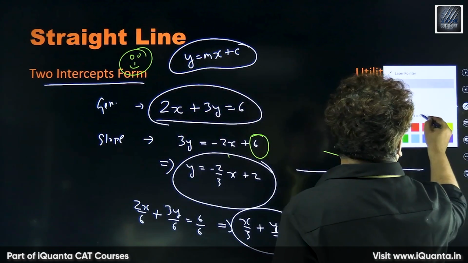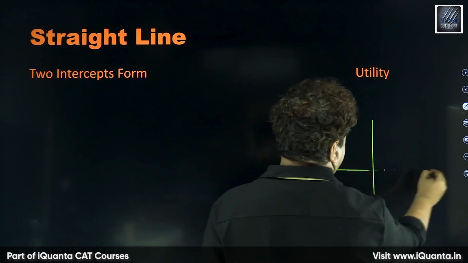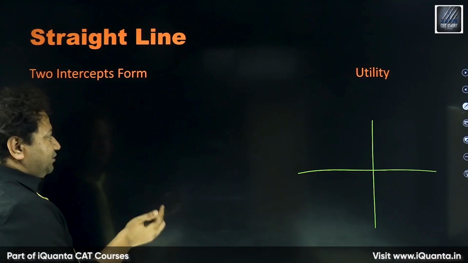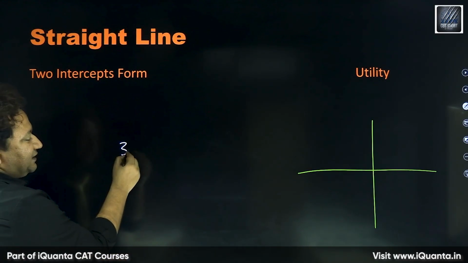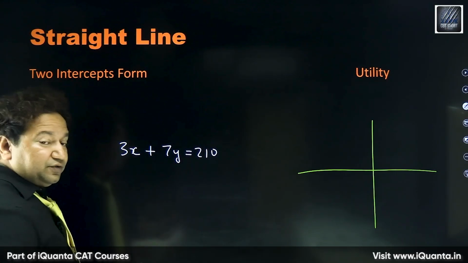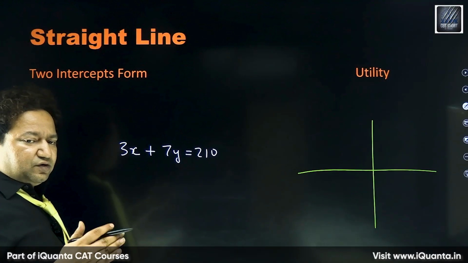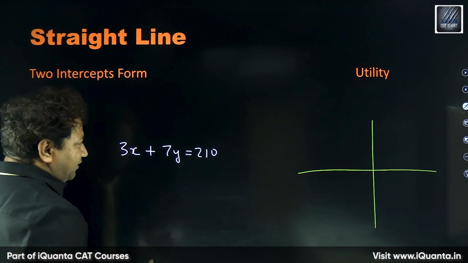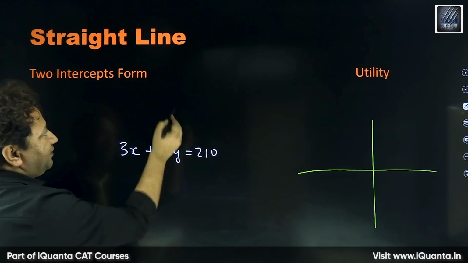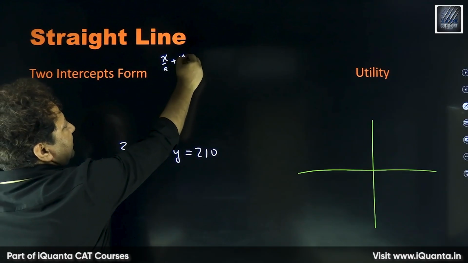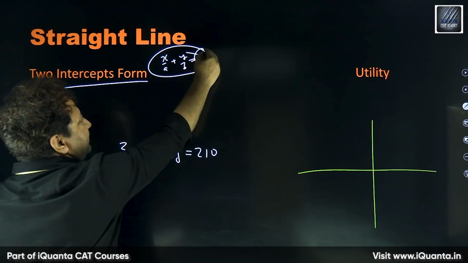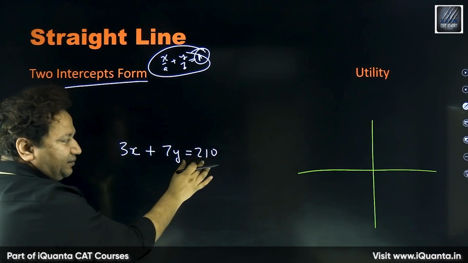So I'll just give you one more example. Here I have the xy axis coordinate system. If someone tells you, hey, Abhishek, do one thing, I want to draw the graph for 3x plus 7y is equal to 210. Would I start putting values of x as 0, 1, 2, 3, 4? No. I'll just see, what if I divide this whole thing by 210? Because x by a plus y by b equal to 1 was the two-intercepts form. I need 1 here. How do I get 1 here? By dividing everything by this constant term, by 210.